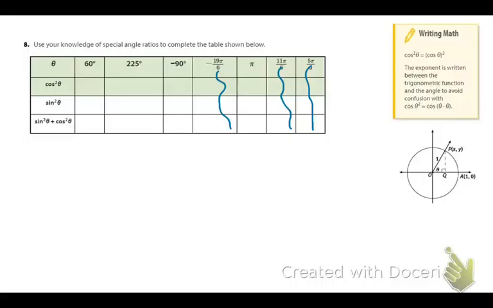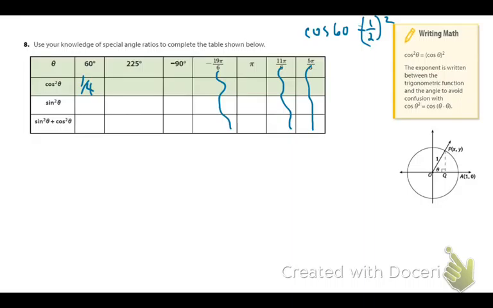All right, so to start filling out our table, we're going to look at 60 degrees. What are the values? Let's start with cosine. What's the cosine of 60 degrees on your unit circle? 1/2? Yeah. Okay, so cosine of 60 equals 1/2. Now we want cosine squared, so we're going to square it. If we square 1/2, what are we going to get? 1/4. So let's put that in. So we get 1/4.